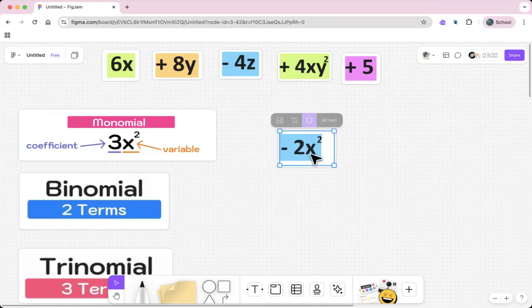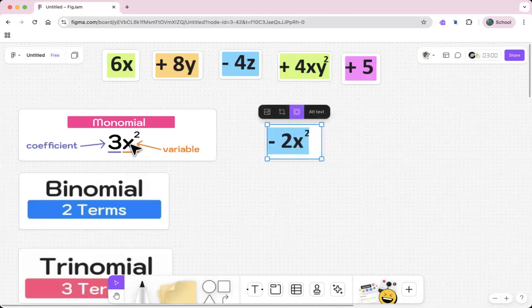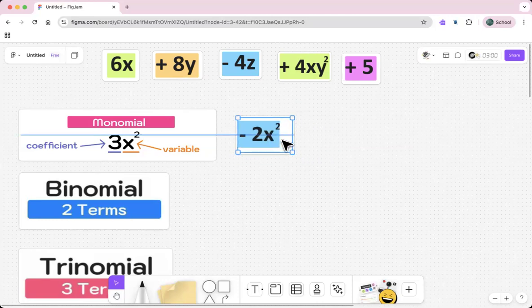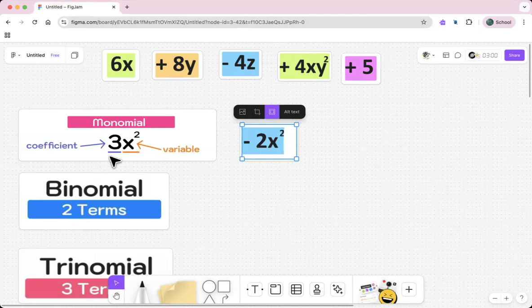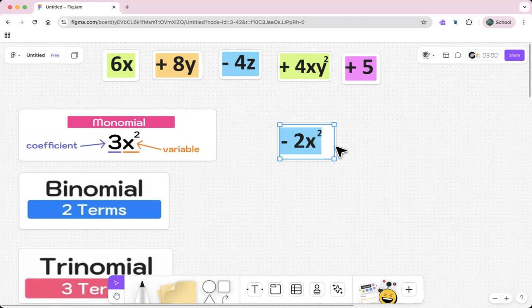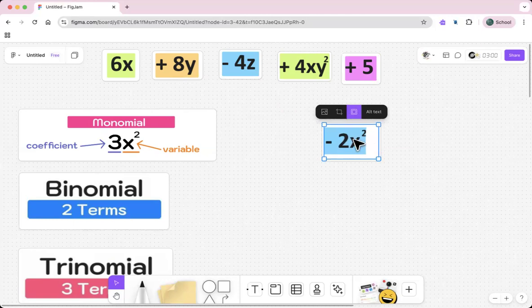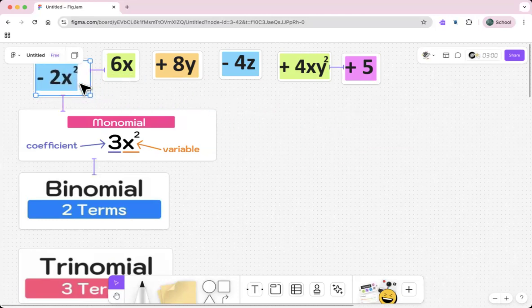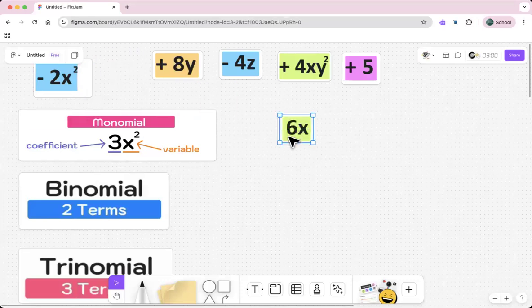Negative 2x squared, just like the 3x squared, would also be another example of a monomial. But because we have the exact same variable, the x, and the exact same exponent, x squared and x squared, these would be like terms, and we could actually combine the positive 3x squared with the negative 2x squared. That is something we will do later on, but negative 2x squared by itself is a monomial, one term. 6x is also a monomial. The 6 is the coefficient and the x is the variable.